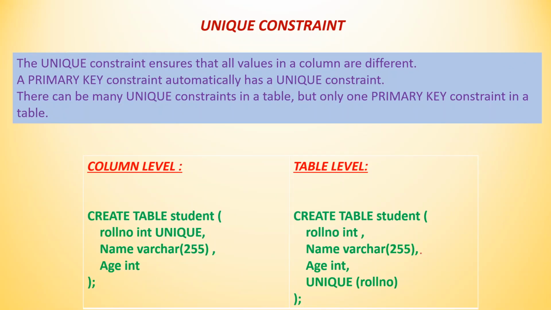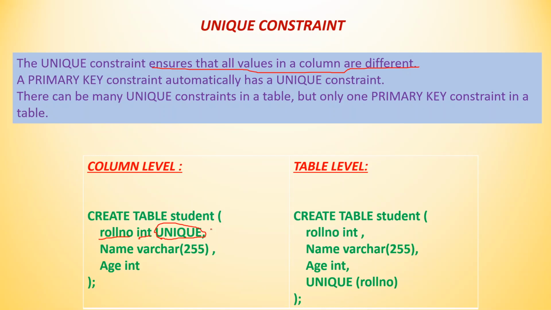Next is unique constraint. Unique constraint ensures that all values in a column are different. Means you cannot enter duplicate values in that column. In that column, you will not be able to enter the same value twice. Here we have written roll number, data type and unique. This is the keyword. You have to write unique. It means you will not be able to enter the same roll number for two students. You have to input different roll numbers for all the students.